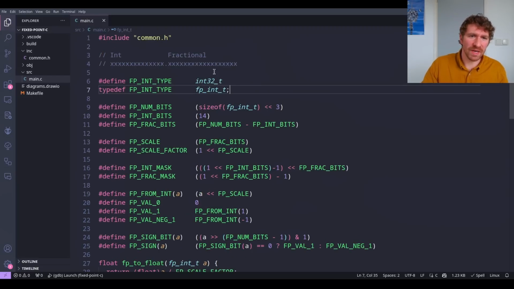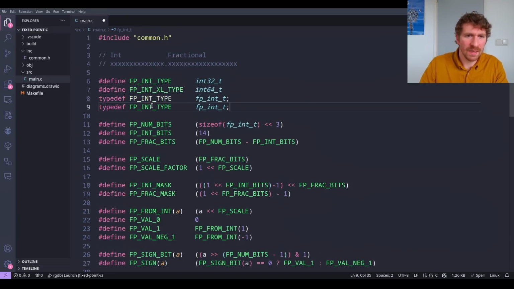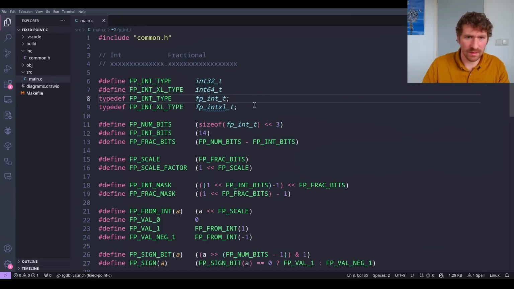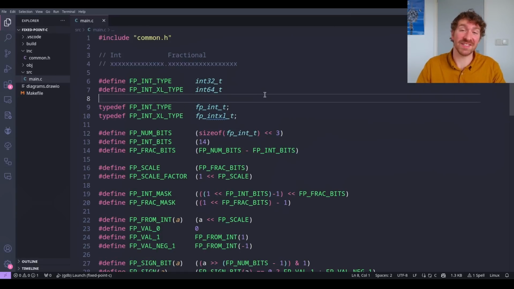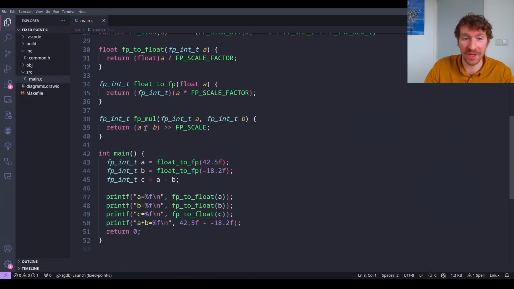So this is why we actually need to provide a second type that I'm just going to call the XL type, which is a type that can hold a larger value. So basically what we want is something that represents UN64 here. And then we'll just add that in here to our type definitions, and we'll just call it FP int XLT, right? These aren't the standard names, but these are the ones that I'm going to use.